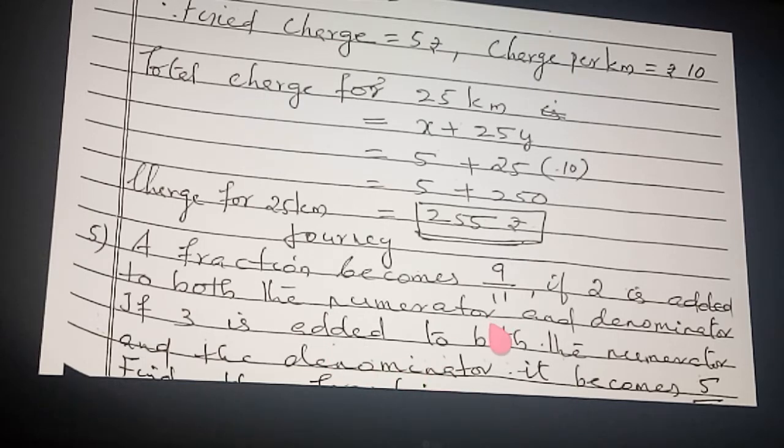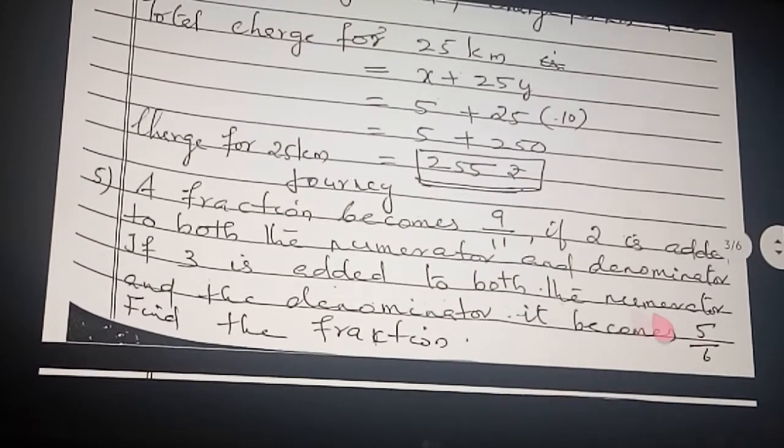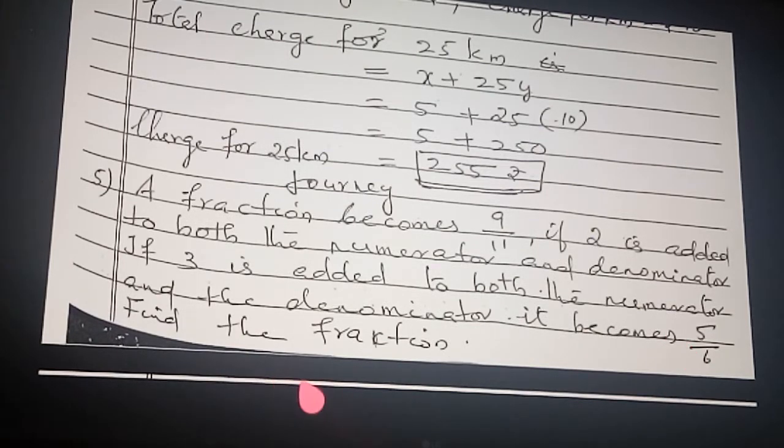So that very clearly you got what is numerator and what is denominator. Therefore, which are the variables here? Finding the variables is the main thing. Numerator is one variable and denominator is the other variable. And next point. If 3 is added to both numerator and denominator, it becomes 5 by 6. Find the fraction. Is it clear? Okay, got the question? Yes.